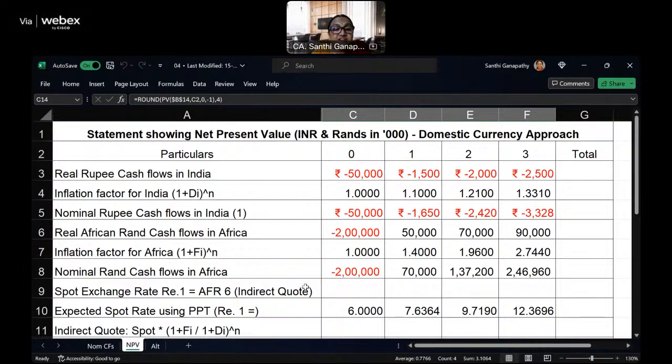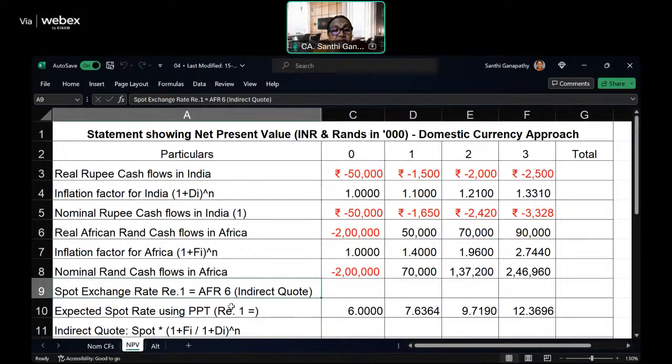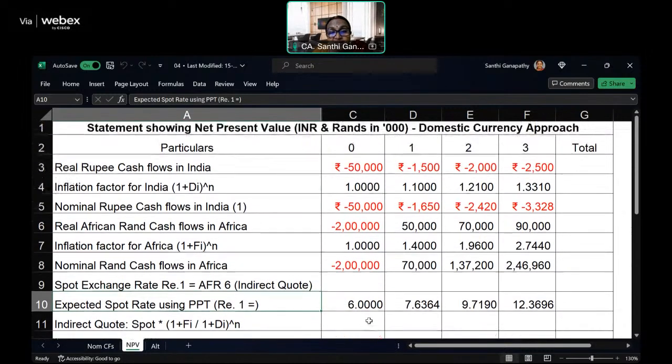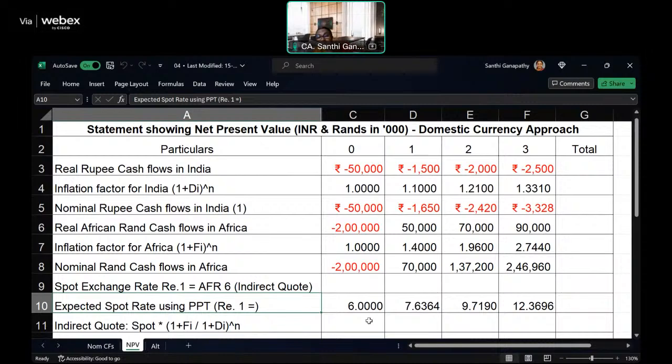Then spot exchange rate given. Expected spot rate using purchasing power parity, because we have the inflation rates. So we find the expected spot rate.